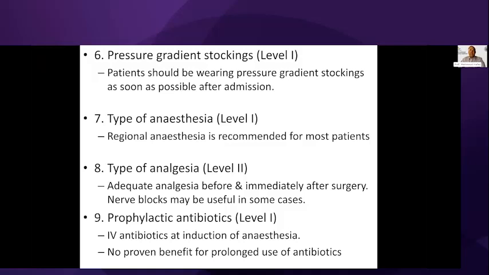Type of anesthesia, that's again level 1 to support the use of spinal or epidural or regional anesthesia rather than general anesthesia. How about type of analgesia? This is level 2 evidence to say that adequate analgesia before, immediately, and after surgery should be given, and nerve blocks could be considered, and are useful in some cases. Prophylactic antibiotics, again, this is level 1, and this should be done during induction, about 1 hour before surgery, to give the highest therapeutic dose.